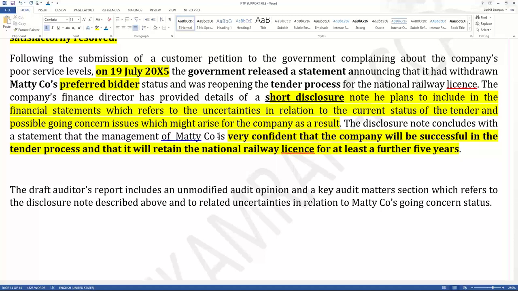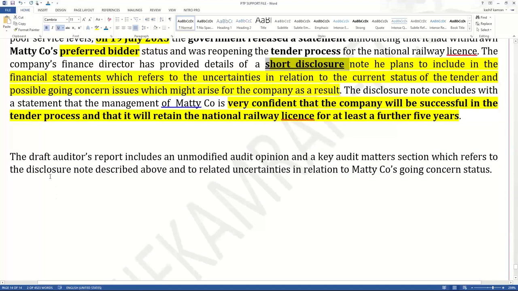So it is a material uncertainty, right? On one side, they've lost the preferred bidder status. And on the other side, the company is still confident they will win the license. They might. We're not saying they're totally wrong. They might. But there is a material uncertainty, which should be disclosed in the notes to the financial statement. But the problem over here is, they're giving a short disclosure. That's one problem, right? Number two, the draft audit report includes an unmodified audit opinion.